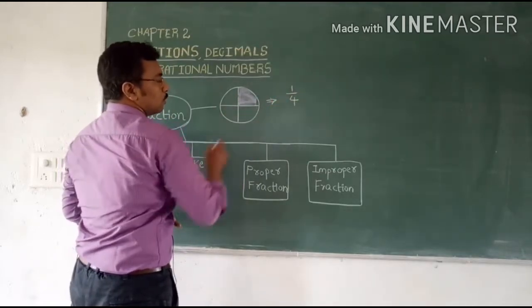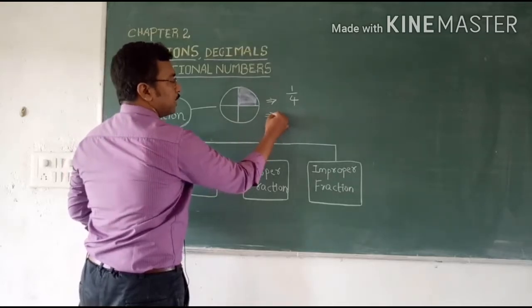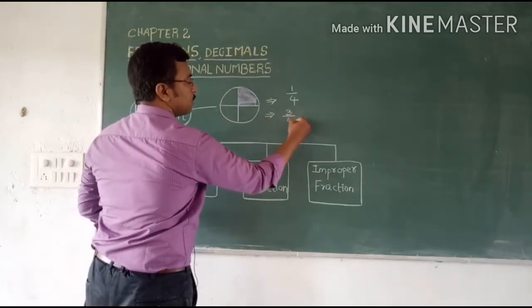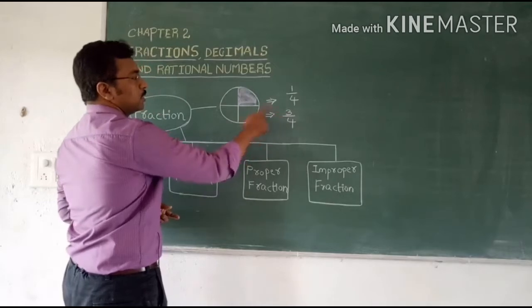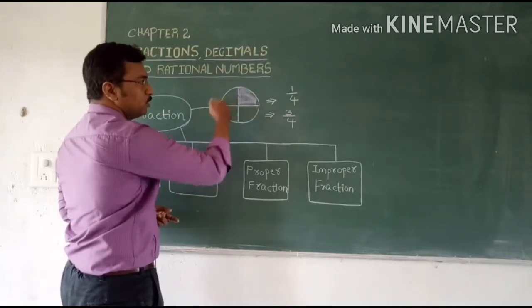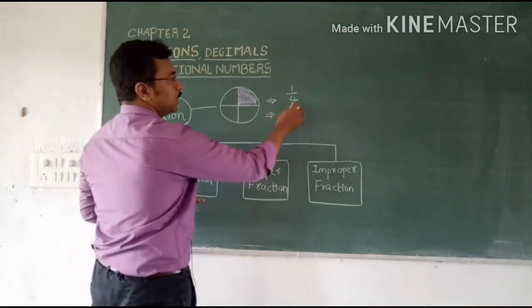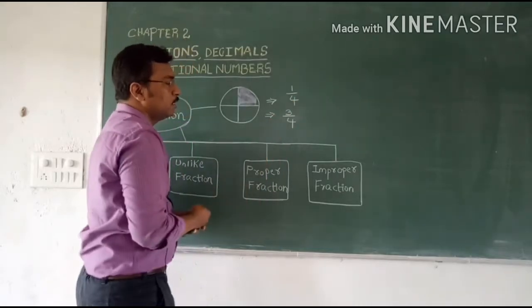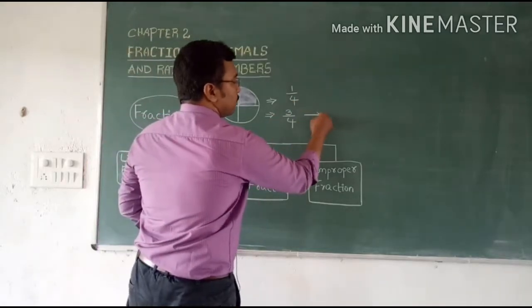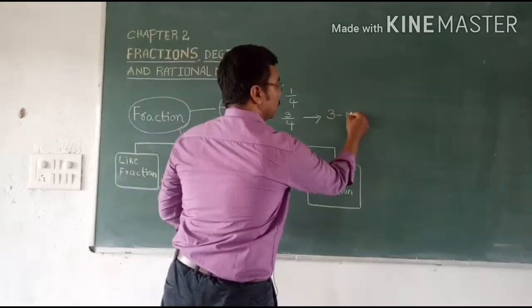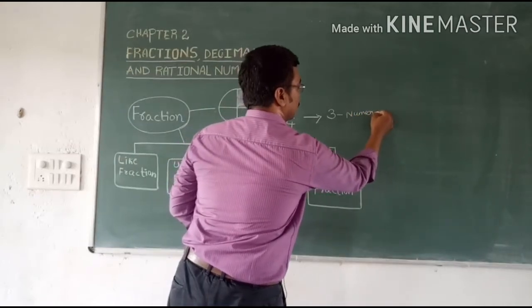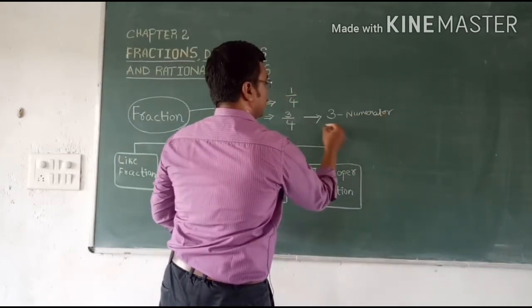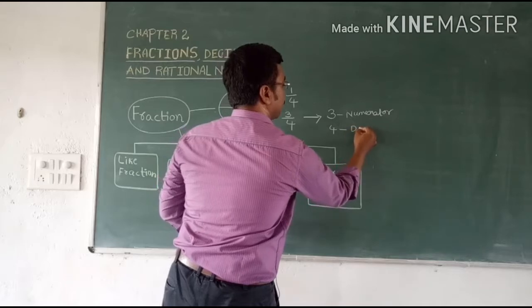So 1 by 4. How many parts are not shaded? This can be written as 3 by 4. That means 3 parts are not shaded out of 4 parts. So this is the expression of a fraction. See here, in this 3 by 4, 3 is called the numerator, 4 is called the denominator.